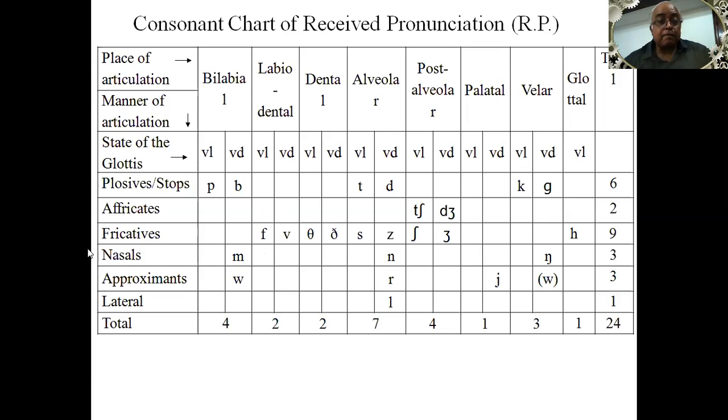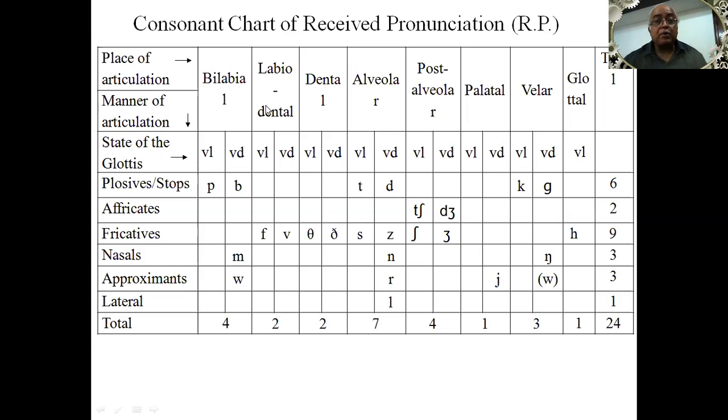F is a voiceless sound. What's the reason? It being voiceless, the vocal cords are held apart and the air passes through with a lot of free passage, and the vocal cords do not vibrate. So the first criterion in the three-term label, the state of the glottis, is voiceless.